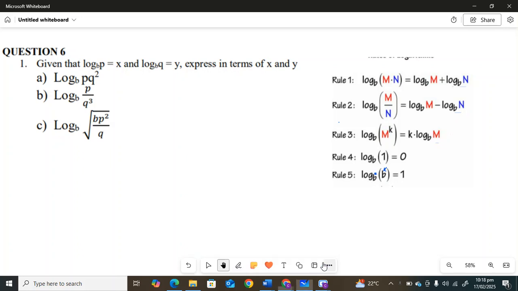Okay, so we have this question here. It says, given that log b p equals x and log b q equals y, express in terms of x and y: log b p q squared, log b p over q cubed, and log b the square root of p squared over q. All right, so here we'll need to apply the laws of logarithms to solve these questions.